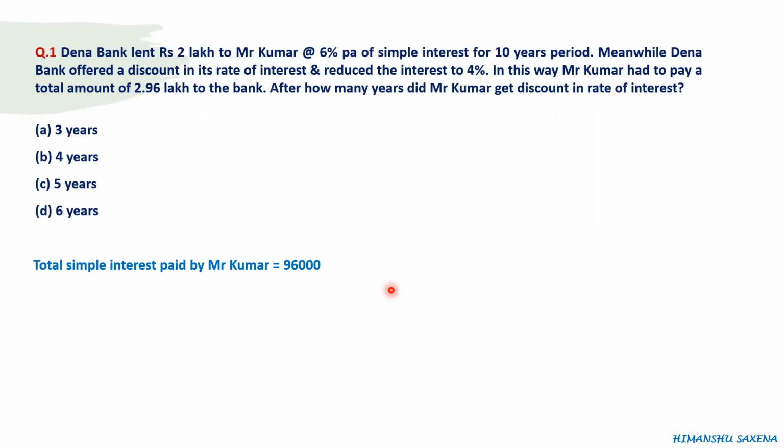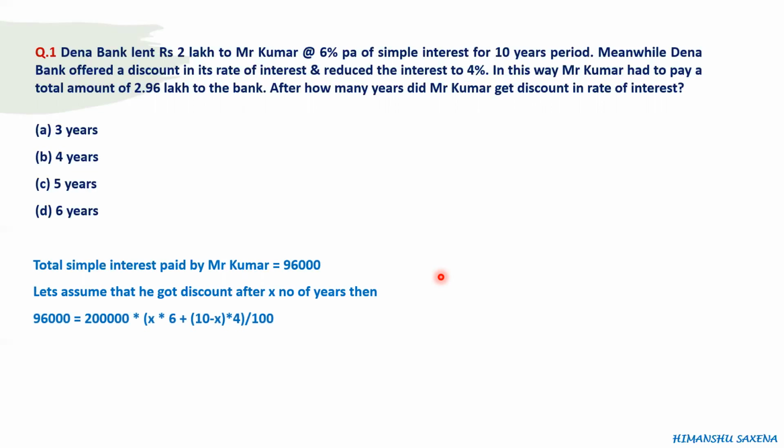So here the total interest which is paid by Mr. Kumar is 2.96 lakhs minus 2 lakh, which is 96,000 rupees. So he has paid an interest of 96,000 rupees over a period of 10 years. And this is simple interest, right? No compounding is happening here. Now let us assume that he got the discount after X number of years. So he was paying a 6% interest rate for X number of years, and after that he paid 4% interest.